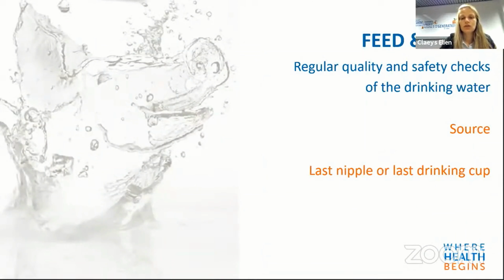Then feed and water. So like I said before, really important to take care of this as well. We really need to check the water quality on a regular basis to know if we can introduce a disease or a pathogen, the virus, via our drinking water of our pigs. So take some samples. Really important to take samples at the source and at the last nipple of the drinking water system to know if the problem is already in your source and if we need to treat the water source, or to know if the problem is only in your drinking water system and if we need to clean and disinfect the whole drinking water system.